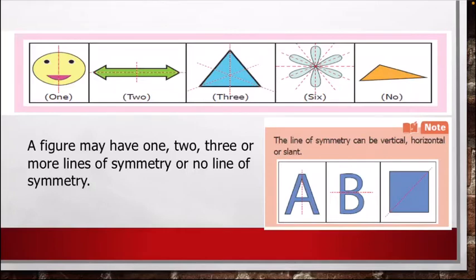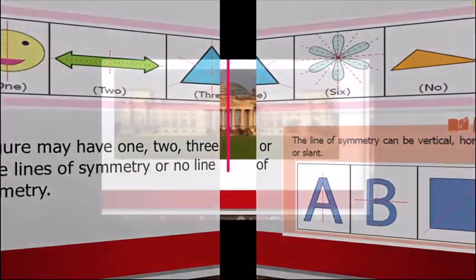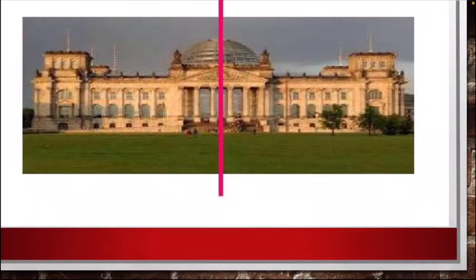Okay, so this triangle has how many lines of symmetry? 3 lines of symmetry. Now look at this flower. How many lines of symmetry can be made? Yes, of course, 6. Now look at the last triangle that is irregular in shape. How many lines of symmetry can this give? None. So you may have figures with 1 or 2 or 3 or more lines of symmetry or no line of symmetry. So this is called the line of symmetry or the axis of symmetry.